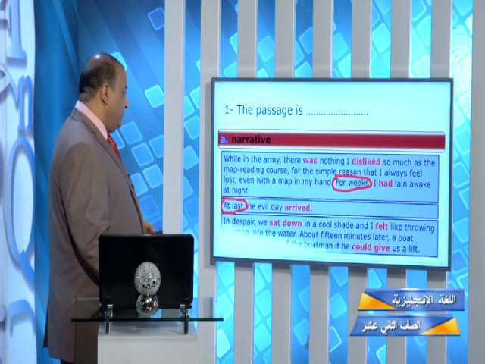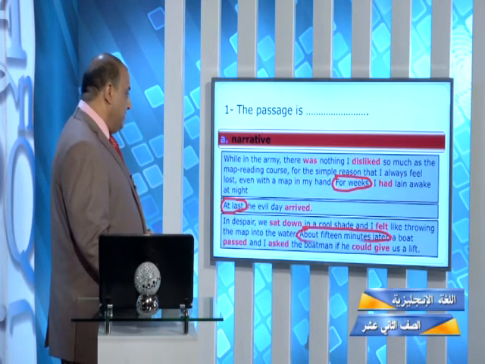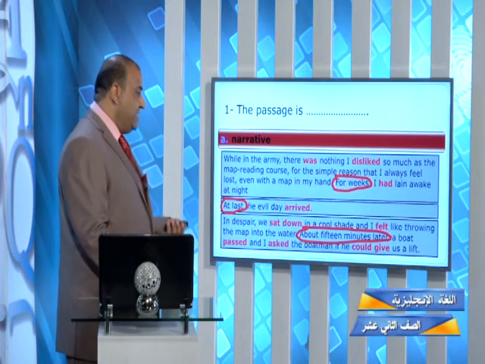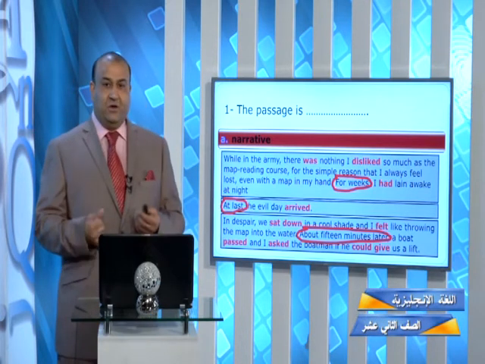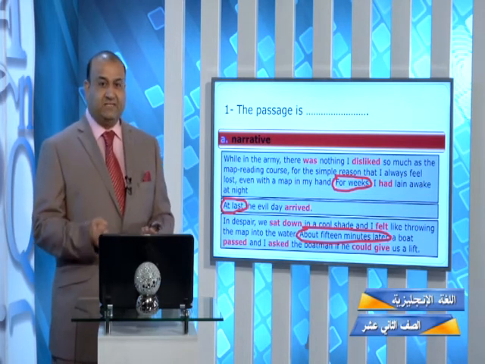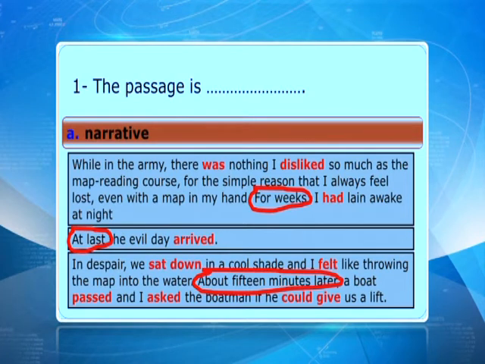The last proof, we have sat down, felt, past, asked, could give, and we have about 15 minutes later. So it's clear that a person is narrating something. That's why the nature or the style of the text is mostly narrative. This is the way you can justify your answer.